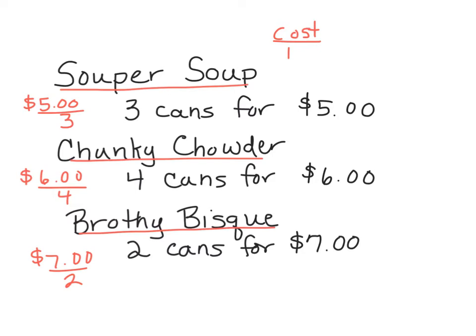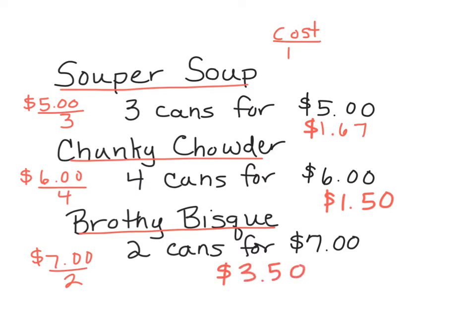So super soup costs $1.67, if I round, $1.67 per 1 can, which makes sense. If I'm only buying one of them, I would only have to pay $1.67. If I divide out my chunky chowder, 6 divided by 4 would be $1.50 per 1 can. And if I buy this brothy bisque, 7 divided by 2 would cost, that's a little more expensive, $3.50 per can.